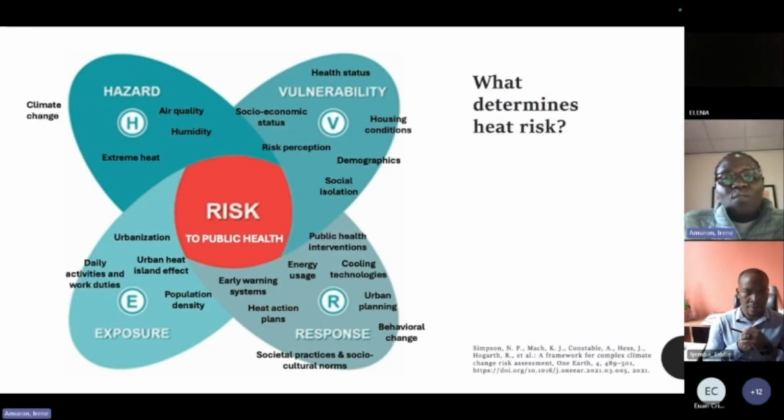I believe most of us who are working in the DRR spectrum are familiar with this kind of infographic, that we know that risk is a combination of the hazard and exposure and vulnerability, as well as response. So within the heat, when we look at the vulnerability, we are looking at what's the health status, what are the socioeconomic statuses of the populations, what are the housing conditions.